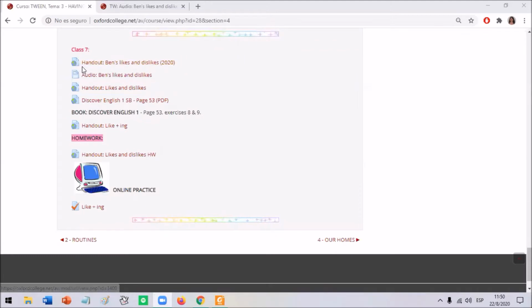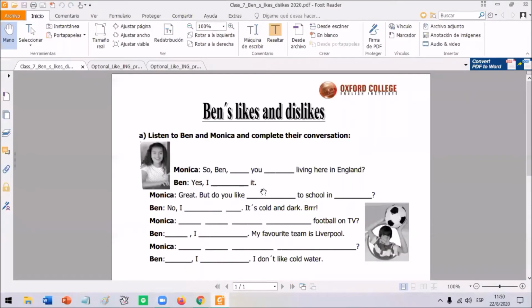First of all, we have this handout called Ben's Likes and Dislikes. Okay, let's take a look at it. Ben's Likes and Dislikes. So we know we are going to talk about Ben, yes? And we are going to talk about his likes and dislikes, the activities he likes doing and the activities he doesn't like doing, all right?